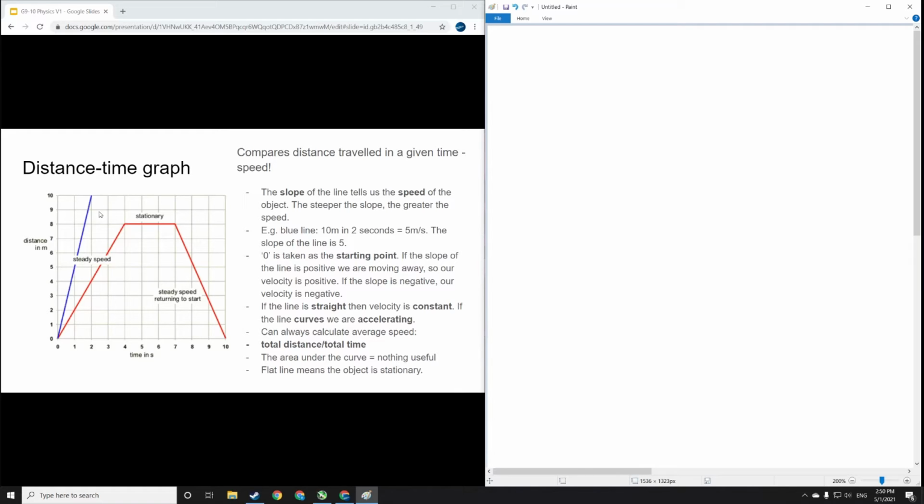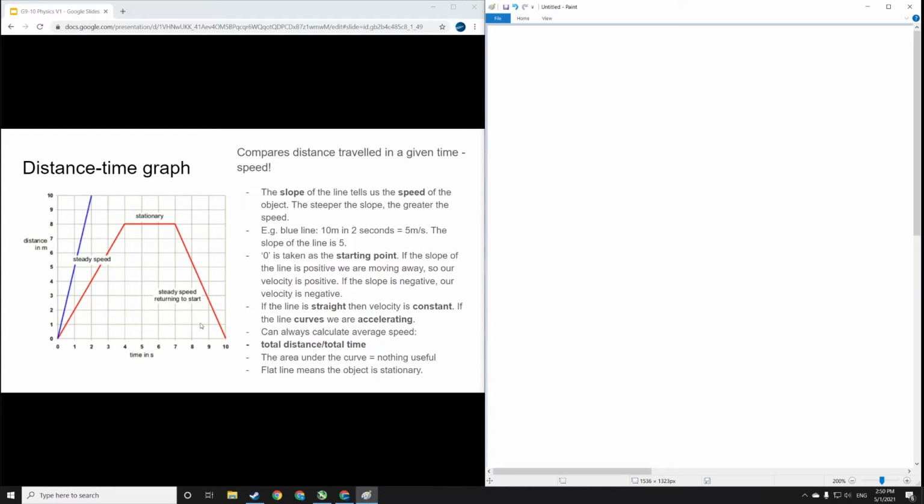As you can see, with this blue line we have steady speed, because our slope is constantly the same. If the line was curved like this, then that would mean we're accelerating, because the slope keeps increasing, hence the speed keeps increasing. You can always calculate the average speed, which is just the total distance divided by the total time. Let's do that.